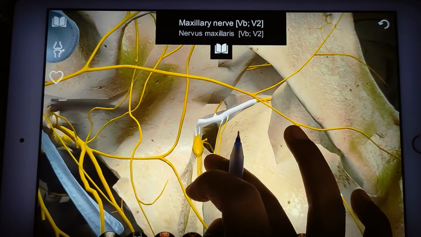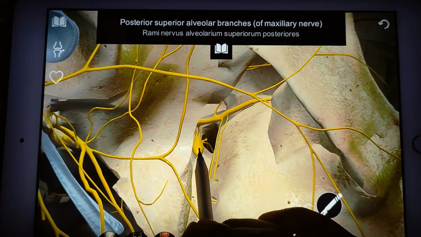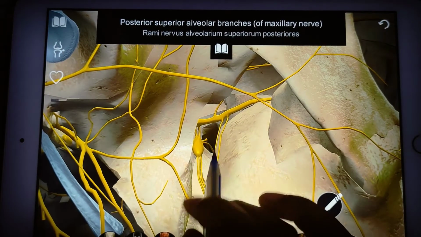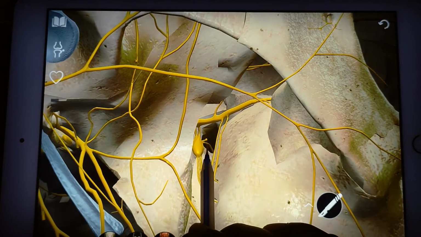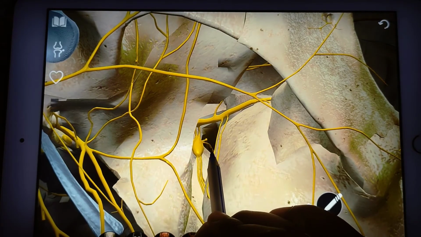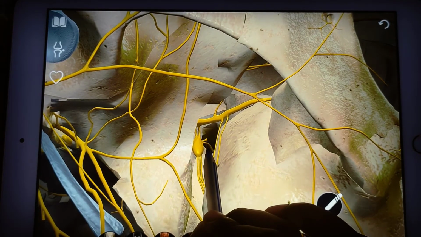It goes to this ganglion. This is your pterygopalatine ganglion. It goes through this foramen and goes to the nose. It enters the nose.